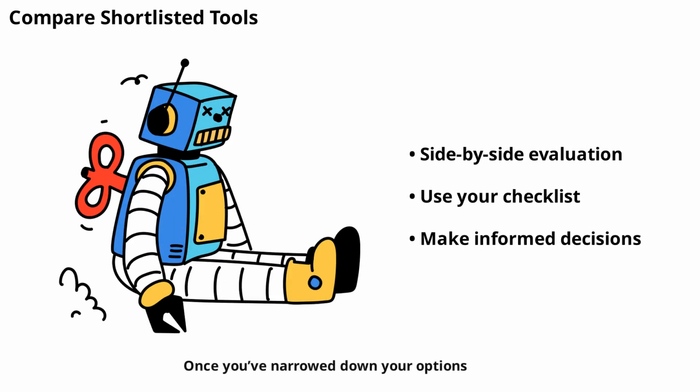Once you've narrowed down your options, compare the shortlisted tools side by side. Use your checklist of must-have features, budget, and team feedback to evaluate each option. This comparison will help you see which software best meets your nonprofit's unique requirements.